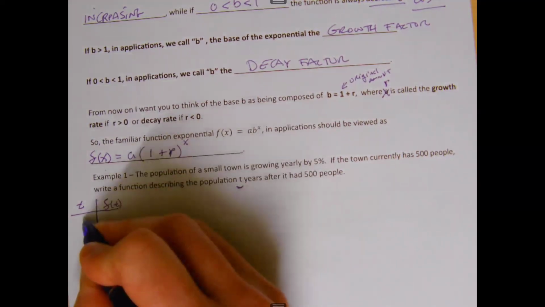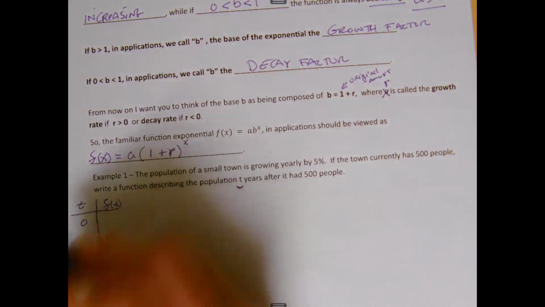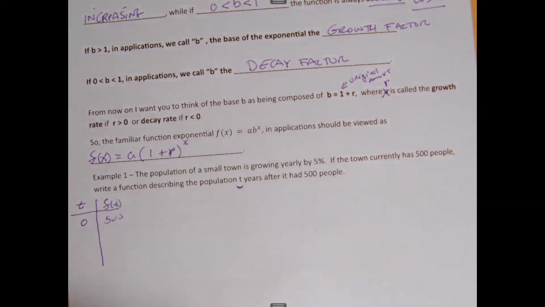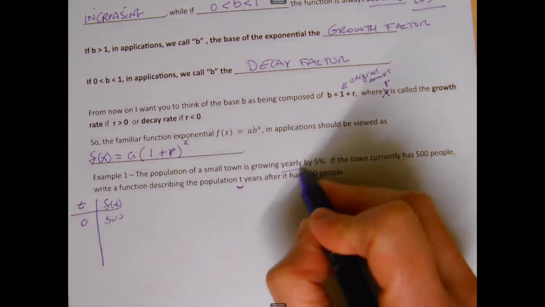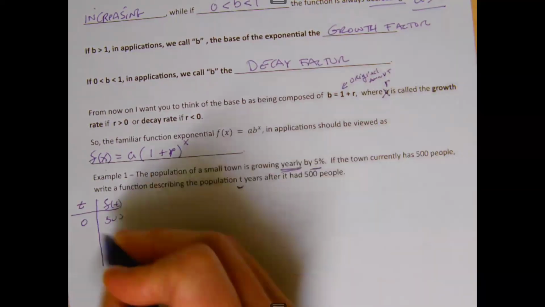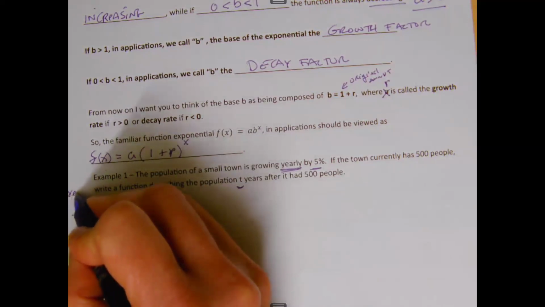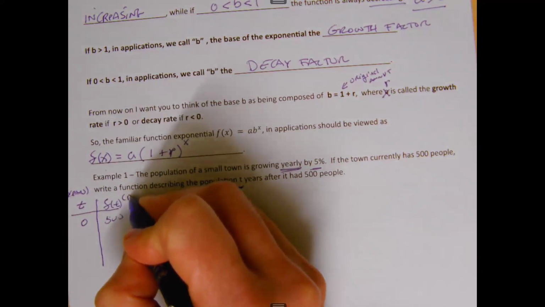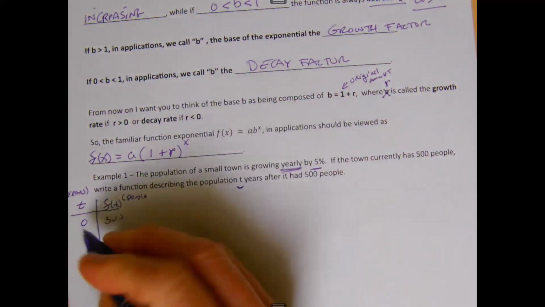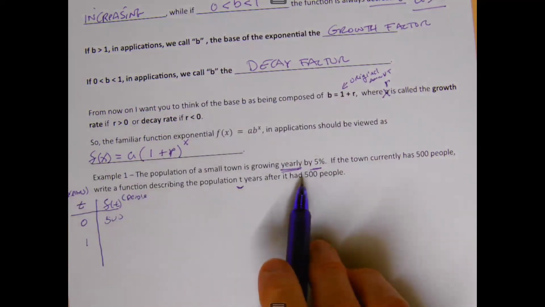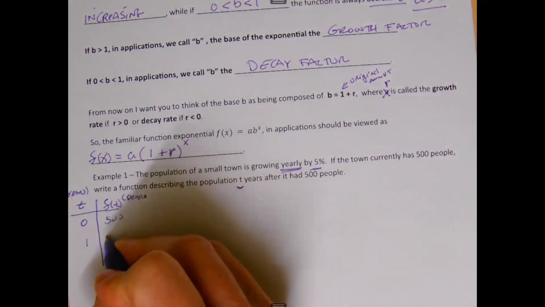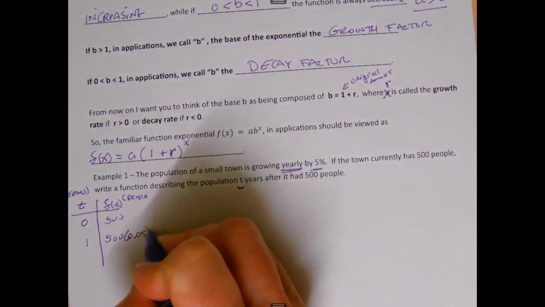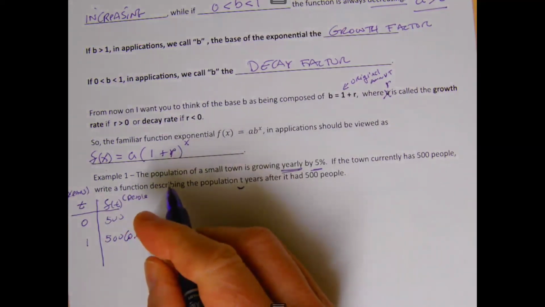So what's happening? Well, at 0, meaning right at the beginning, I have 500 people. And it's growing yearly, so I have to look at the unit, yearly by 5%. So now this must mean that t here is in years. That's the unit. The output unit here is people. So what happens a year later? Well, it says that it's growing yearly by 5%. So we're going to have to take 500 and multiply that by 0.05, 5%.